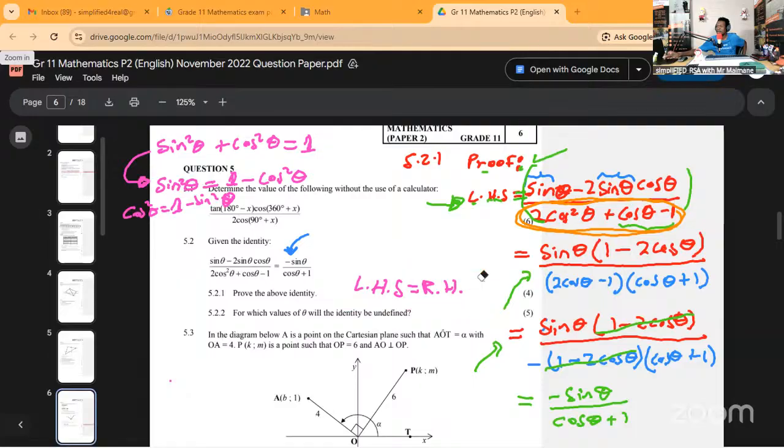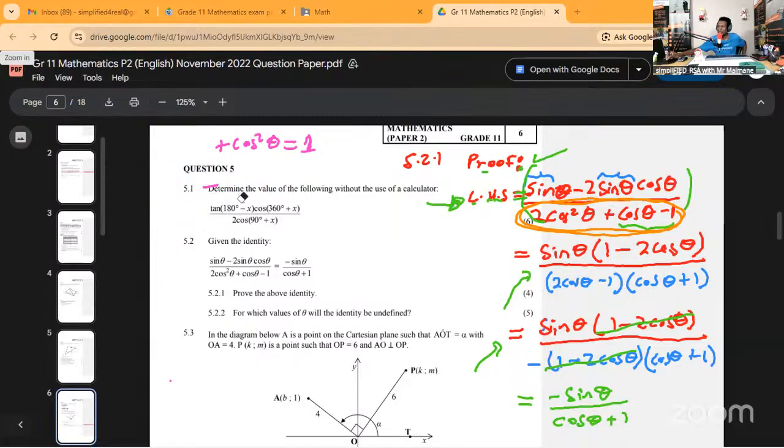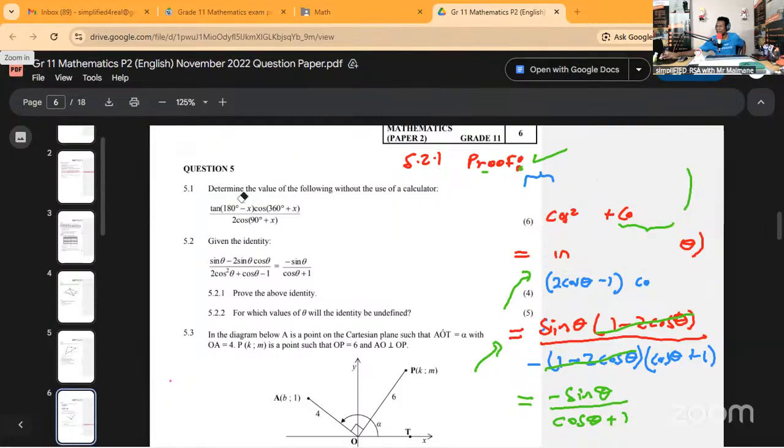Guys, the next question, for 5 marks: for which values of theta will the identity be undefined?